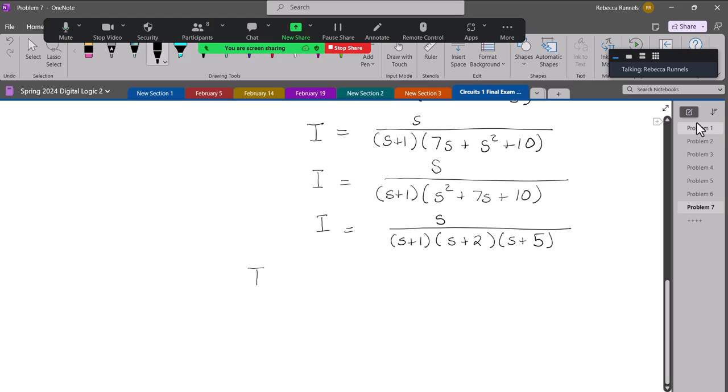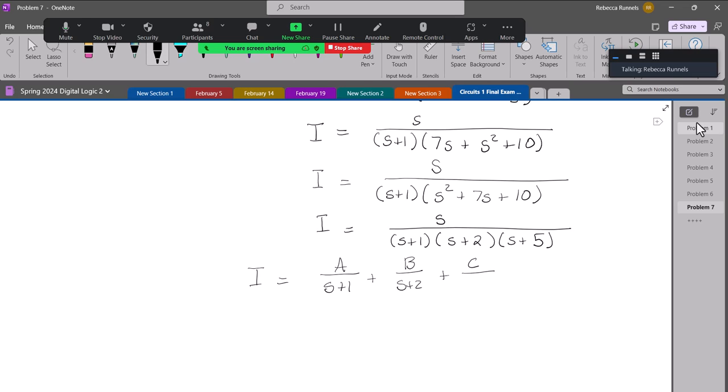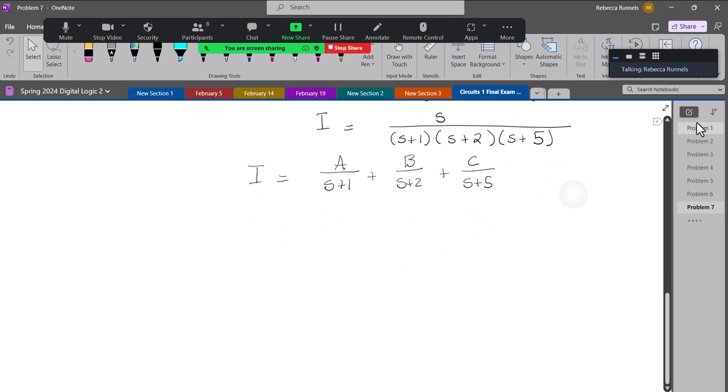So I know that this equals A over S plus 1 plus B over S plus 2 plus C over S plus 5. Now, I don't know if y'all know the shortcut way, I think it's a shortcut way, of figuring out A, B, and C. So to figure out A, I take my expression here except for the S plus 1.